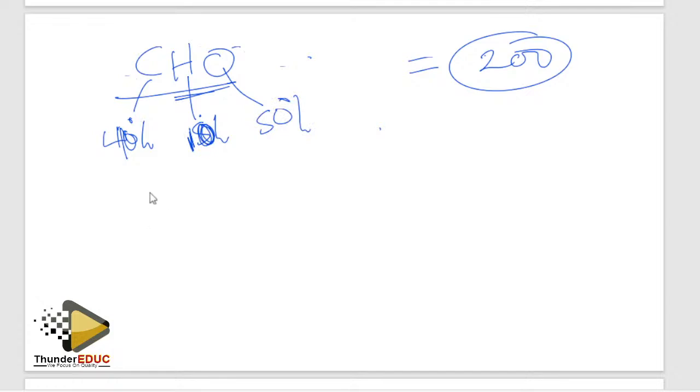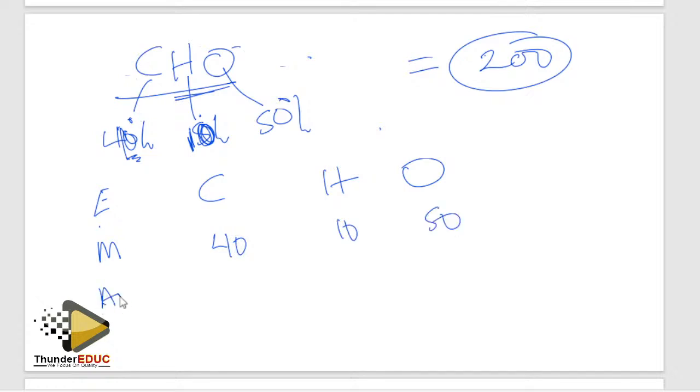You start with the elements: carbon, hydrogen, and oxygen. Then you take the atomic mass of each. Carbon is 12, you look into the periodic table. Let's start with the mass. Here they have given it in percentages, so this is 40%, this is 10%, and this is 50%.